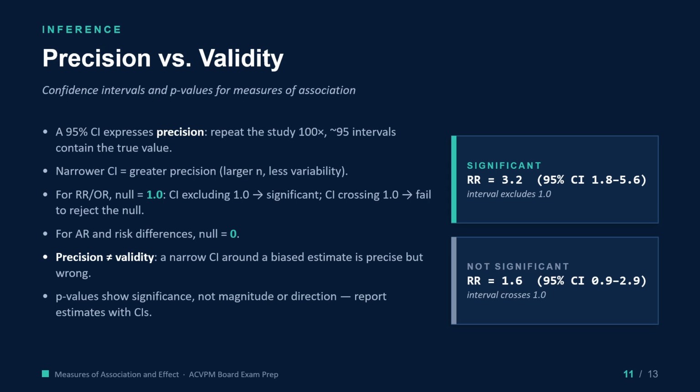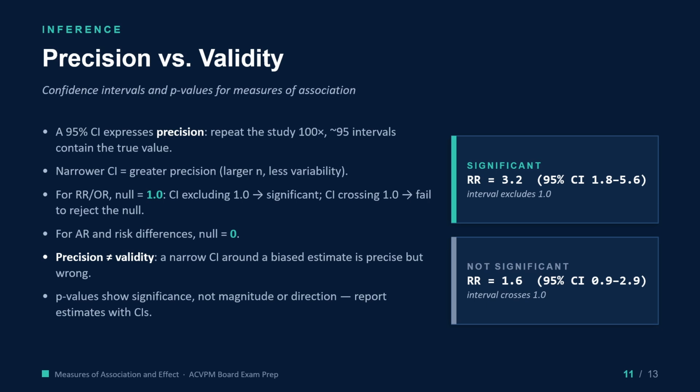We've calculated our measures of association, but a single point estimate, an RR of 2.4 say, tells us only part of the story. We need to know how much we can trust that number. That's where confidence intervals come in. A confidence interval, or CI, expresses the precision of our estimate. A 95% confidence interval means if we repeated this study 100 times under the same conditions, approximately 95 of those intervals would contain the true population value. Narrower intervals indicate greater precision, which comes from larger sample sizes and lower variability.